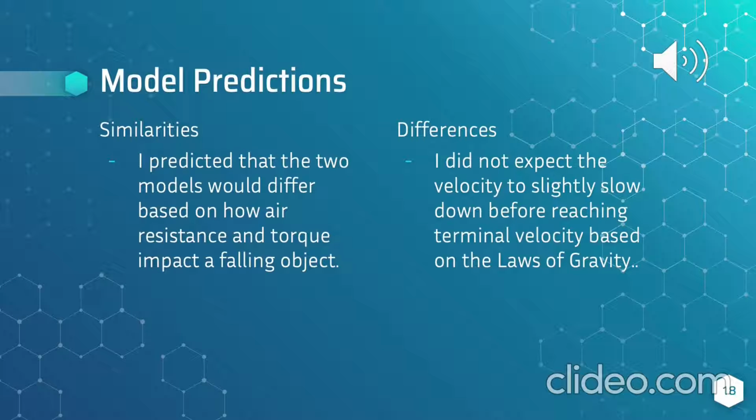I was initially correct that the two models would differ based on air resistance and torque impacting a falling object. However, I did not expect the velocity to slightly slow down before reaching terminal velocity based on the laws of gravity, which has been shown to happen in the computational model graph.